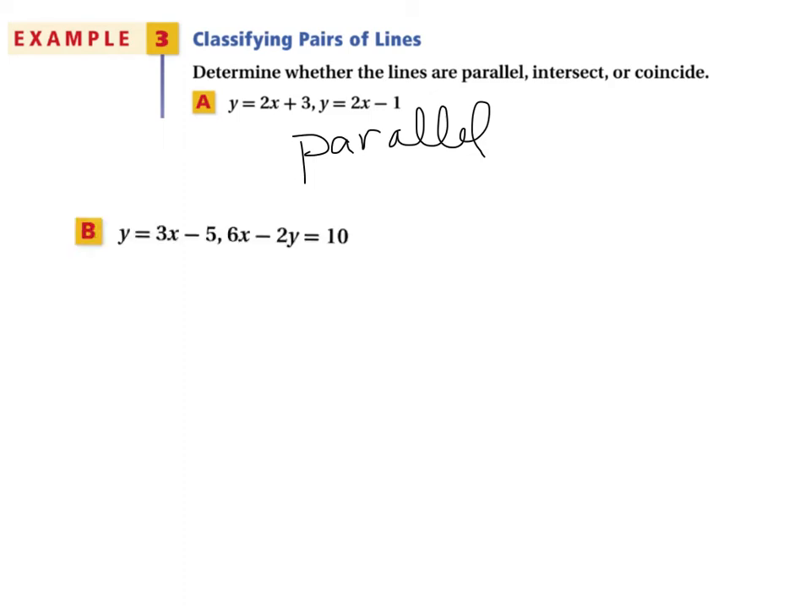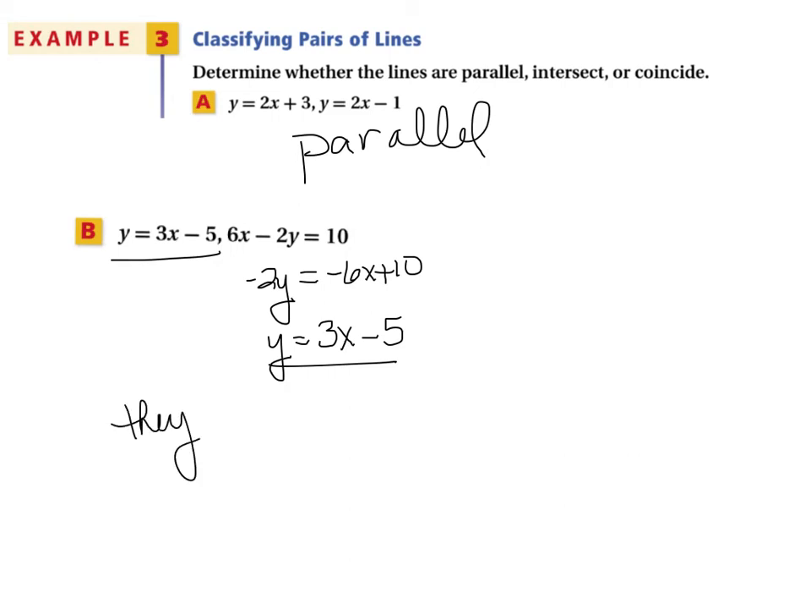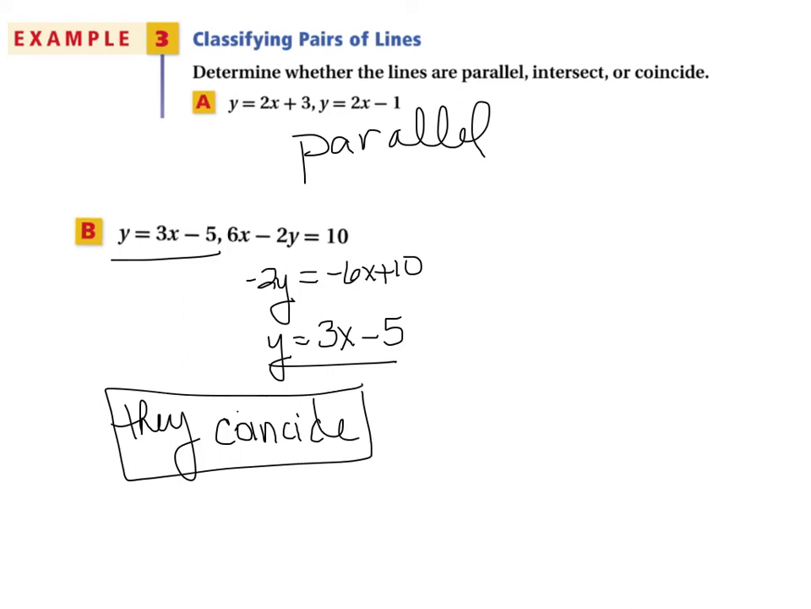In example B, the first equation is solved for y, but we need to solve the second equation for y. So we would get negative 2y equals negative 6x plus 10. I divide everything by negative 2, and I get the same equation. Because I get the same equation, that means the lines coincide. They're the same line.